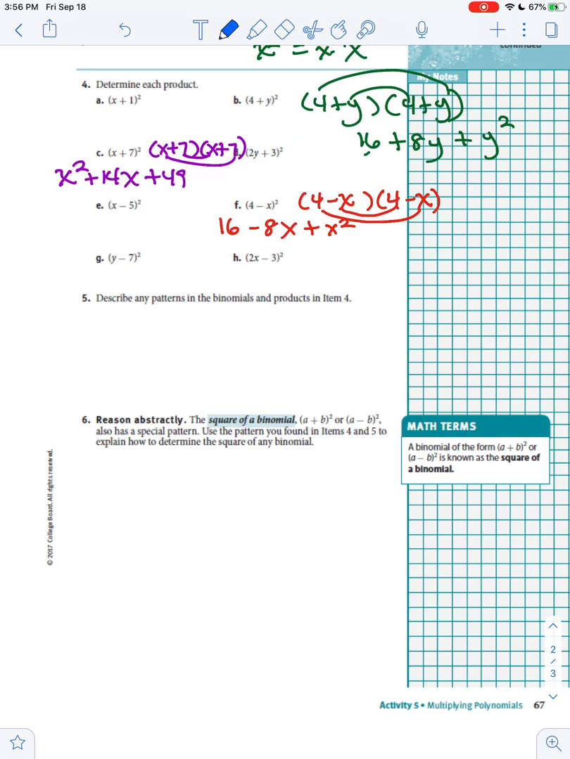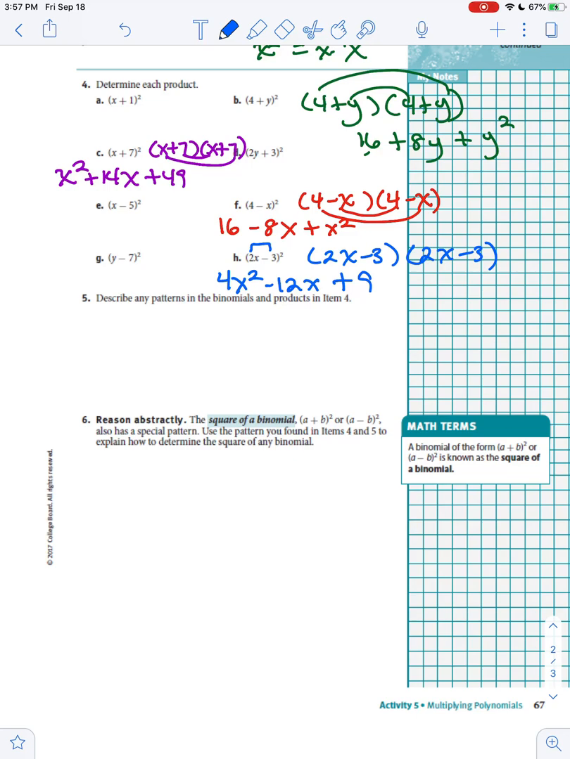So for h, we have 2x minus 3 times 2x minus 3. So 2x times 2x is 4x squared. Then we have the outers, which is negative 6x plus another negative 6x, negative 12x. That's 2x times negative 3 times 2. And then negative 3 times negative 3 is positive 9.